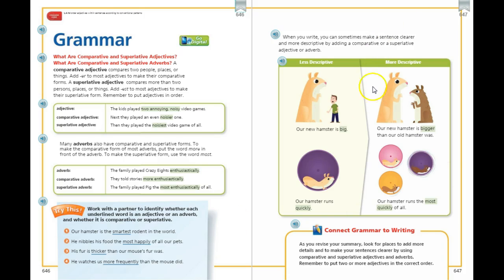And then there on page 647 is just some ways to connect it to your writing. This is useful information, and I'd like you to just read it through, and then you are done with grammar.